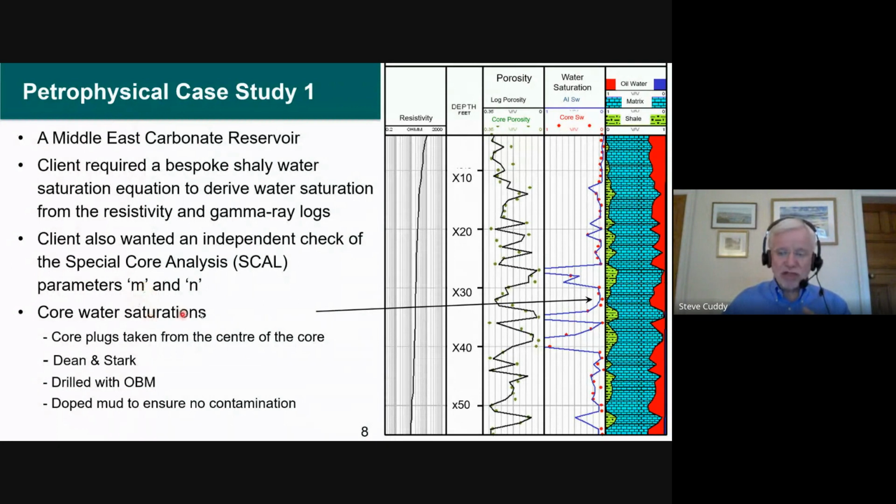Now, these core water saturations, shown as the red dots, are quality water saturations. They're Dean and Stark. They're taken from core plugs from the center of the cores where they're unaffected by the invasion. Anyway, the wells were drilled with oil-based mud, so the water saturations would be unaffected. And in addition to that, the mud was doped such that we could ensure there was no contamination.